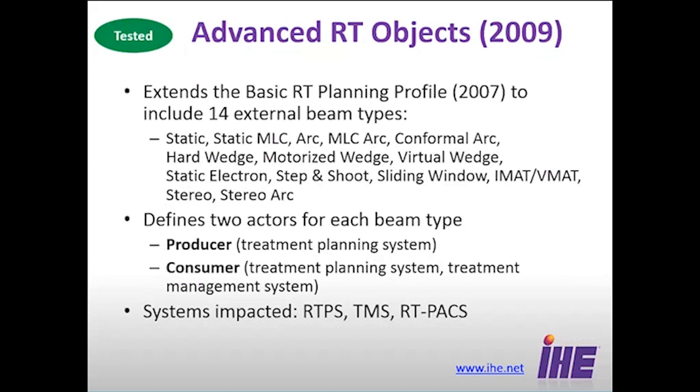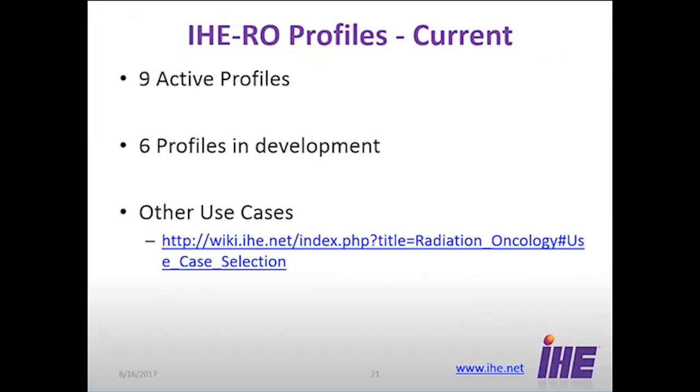So the testing of this means you would have to test these 14 beam types for producers and the 14 beam types for consumers. But we have things specified for each one of these beam types, and I do have examples a little further on to give you an idea of the level of detail involved in this. So we have all these profiles.